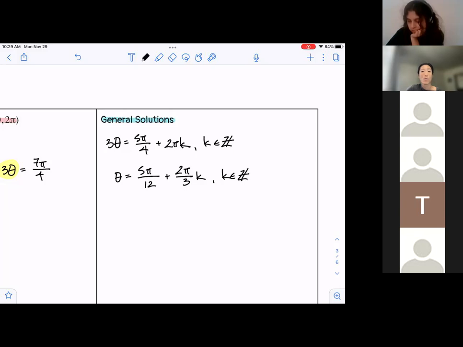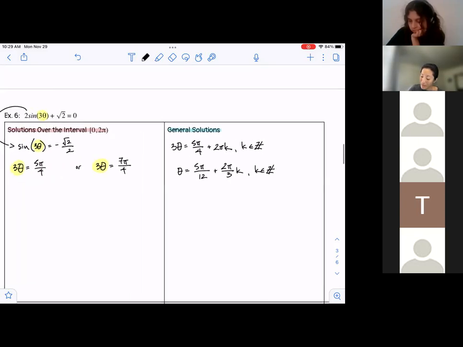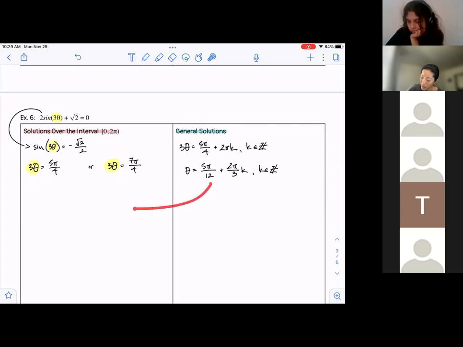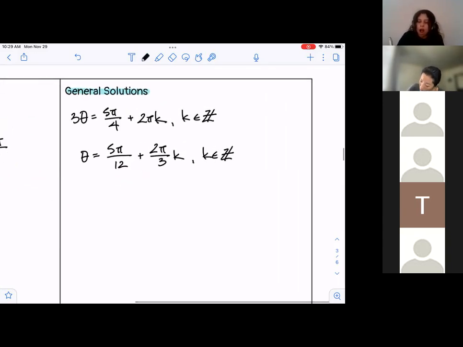Now I'm going to ask you to do one last thing. And this last thing is actually going to be what helps us find our solutions over the interval. Okay. Humor me for a moment. If I wanted to add these two together, I would need a common denominator, right? And so let's keep this 5π/12 as it is. But can you write 2π/3 as something over 12? What does that give us?